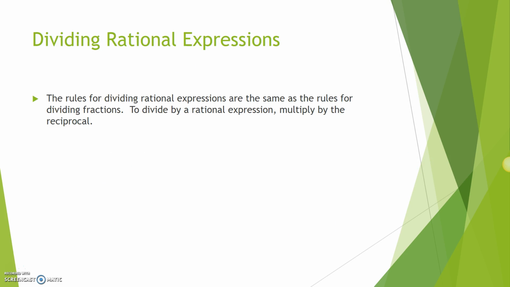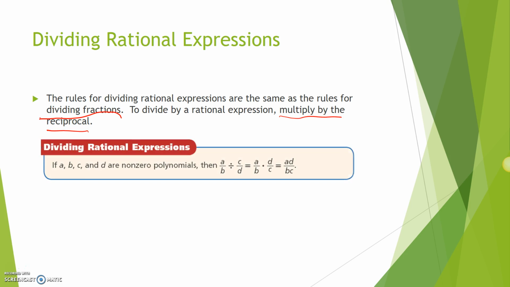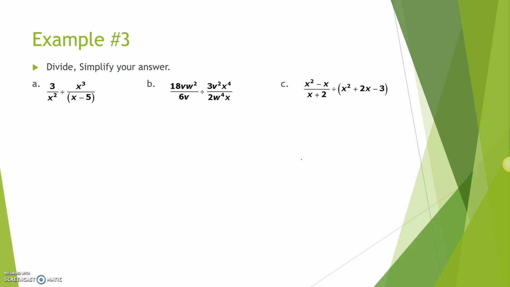Now we're going to get into dividing rational expressions, and the rules for dividing rational expressions again are like dividing fractions. And remember, when we're dividing fractions, you're multiplying. We say we multiply by the reciprocal. So in this example, we might have a over b divided by c over d. So to solve rational expressions by dividing, we multiply the first set by the reciprocal of the second. So it's going to be (a times d) over (b times c).